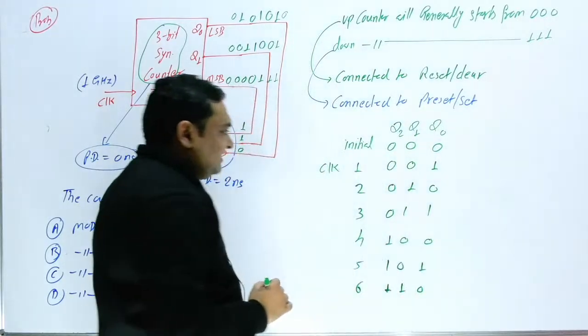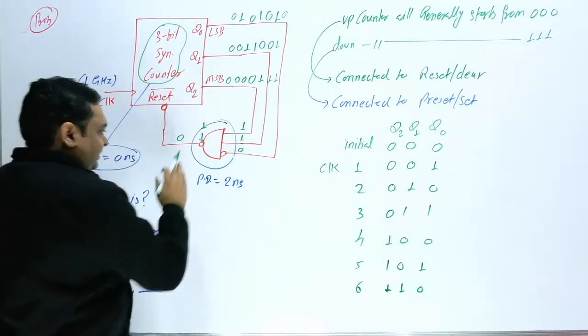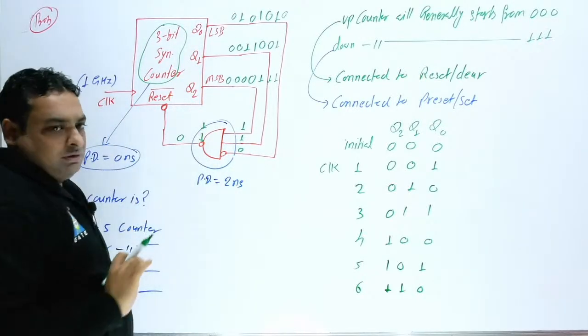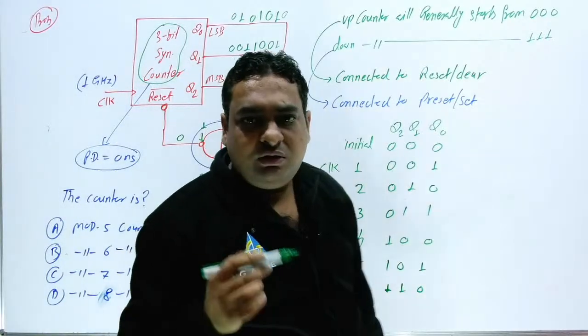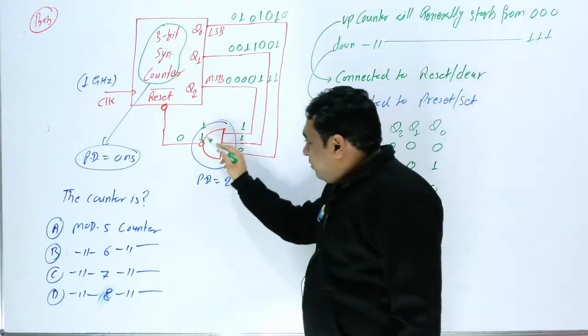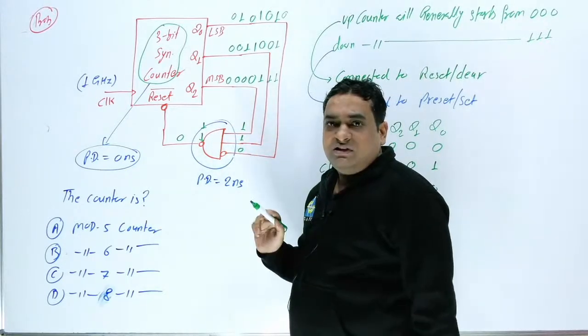So when you are applying the 6th clock, this will be reset to 0, 0, 0. But how much delay does this logic get? How much delay does this logic get?